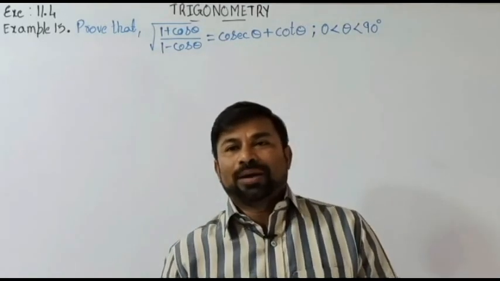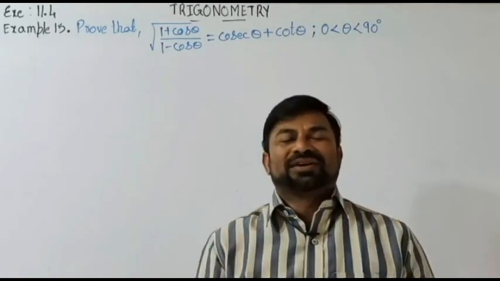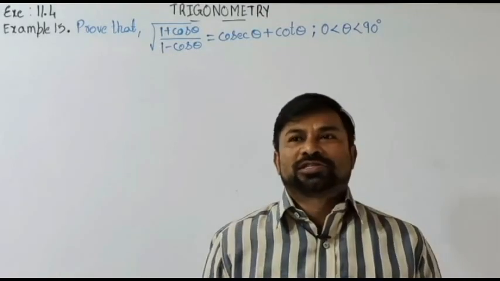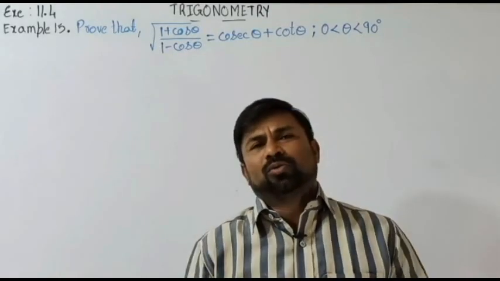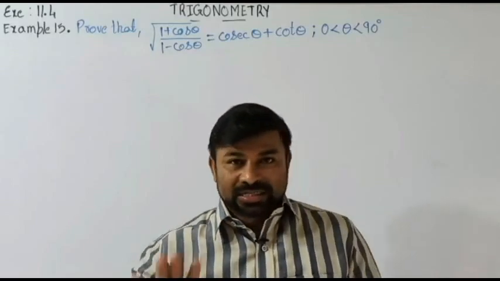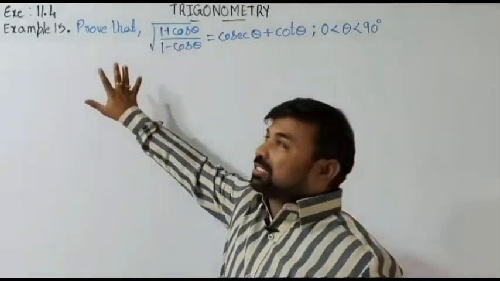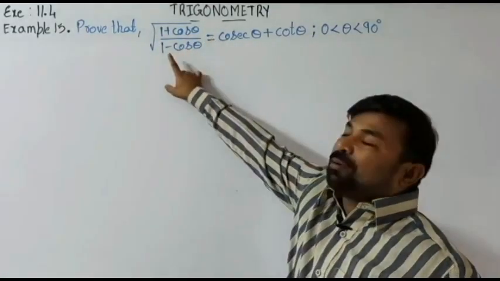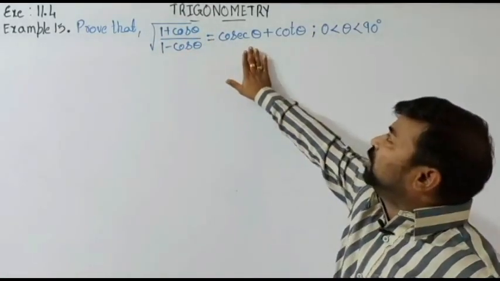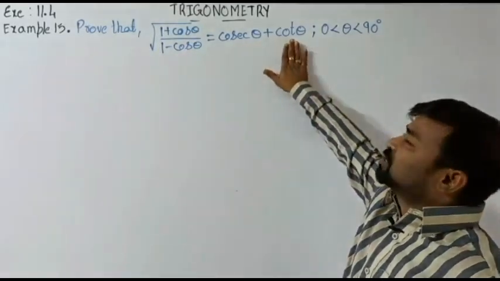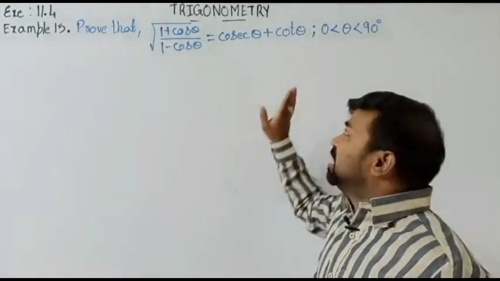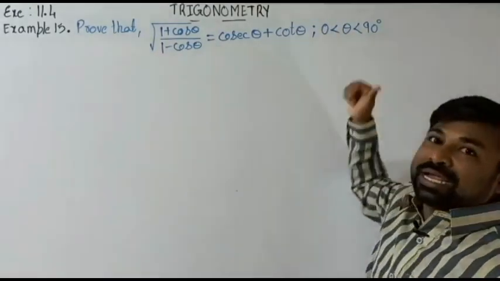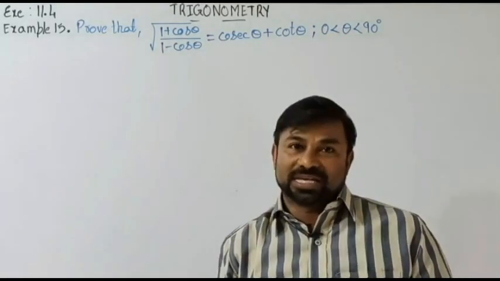In this video, I'm going to explain a beautiful sum from trigonometry. Of course, you know trigonometry rocks, so let's go in a logical way so that I can make you understand better. The question goes like this. Prove that under root (1 plus cos theta) by (1 minus cos theta) is equal to cosecant theta plus cot theta. And the condition he has given is that theta is between 0 and 90 degrees.